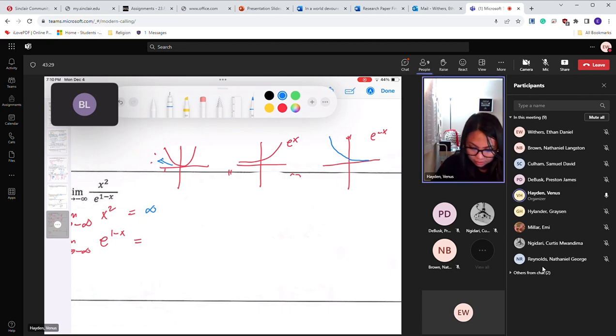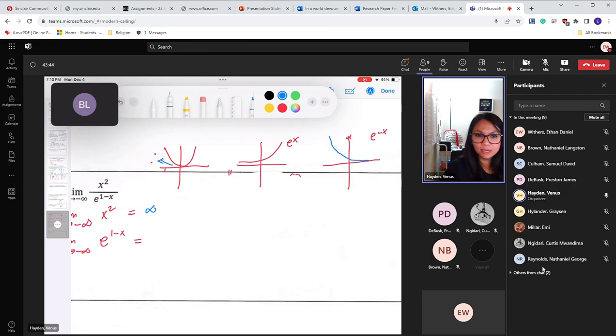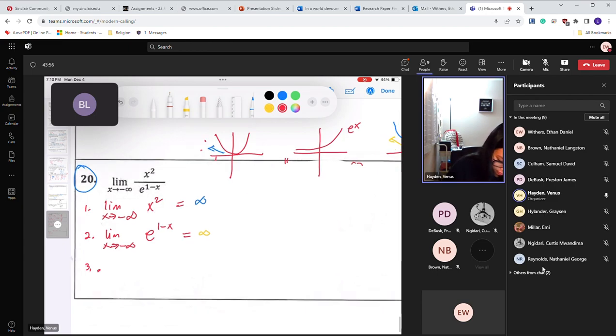And having e to the power of 1 minus x, it's just going to be shifted a little bit to the left side or right side. I think it's going to be 1 minus x, so x is equal to 1, and be shifted to the right. So it will behave the same way. As x approaches negative infinity, your value of y goes to positive infinity. So that's still infinity over infinity, so therefore we could use L'Hopital's rule.